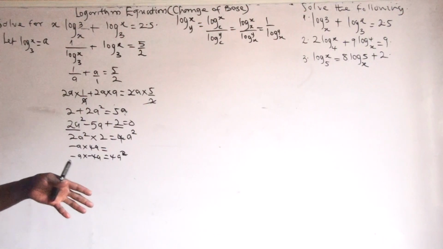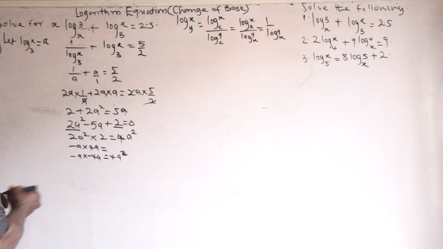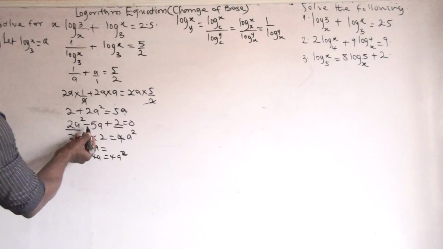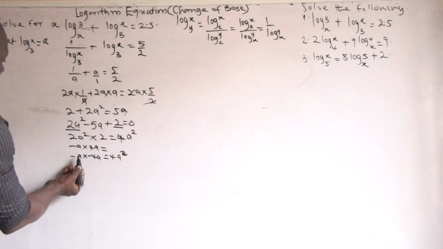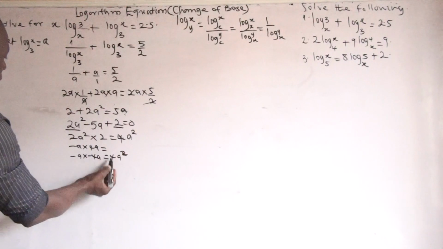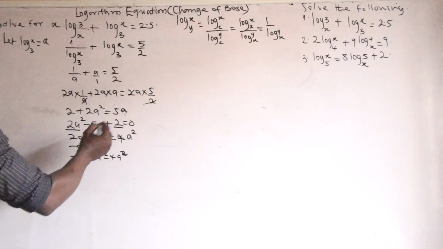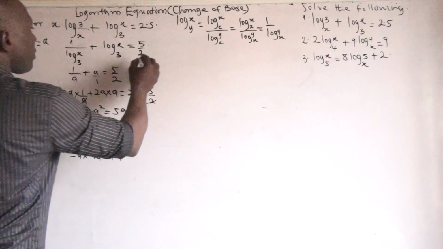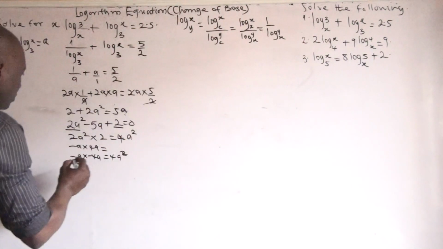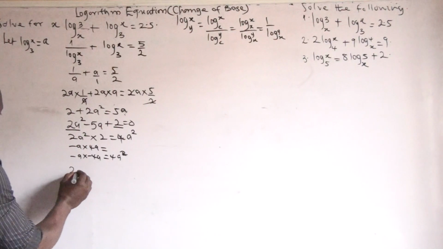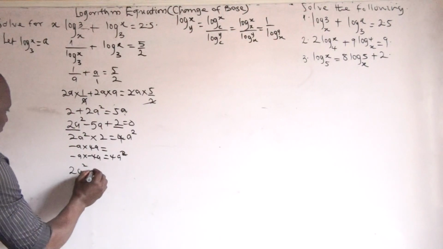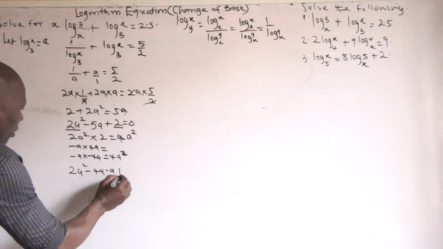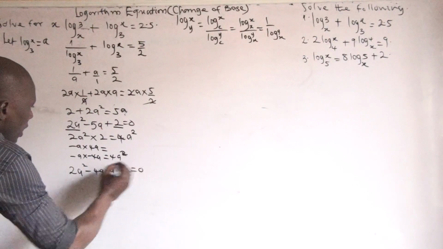That will be our possible replacement here. So minus a minus 4a will give us minus 5a, and minus a times minus 4a will give us 4a squared. So the best replacement here is minus a minus 4a. If we do that, this becomes 2a squared minus 4a minus a plus 2 is equal to 0.